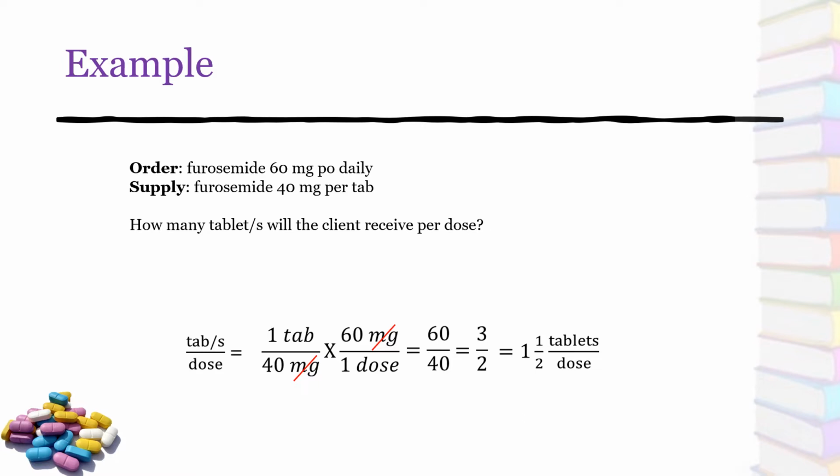Since the question is asking for tablets, we start with 1 tab is equal to 40 milligrams, and the order is 60 milligrams per dose. Milligrams then cancels out, and we're left with tablets. We then divide 60 over 40, which gives us 1.5. However, it is important to remember that with tablets, we don't use decimals and instead we use fractions, which gives us the answer of 1 1/2 of a tablet.